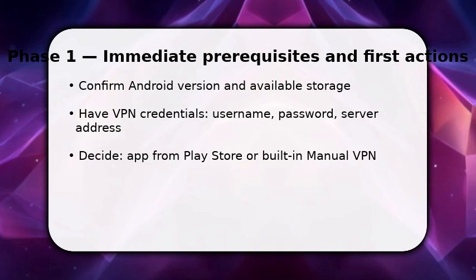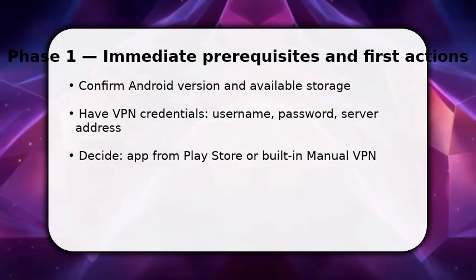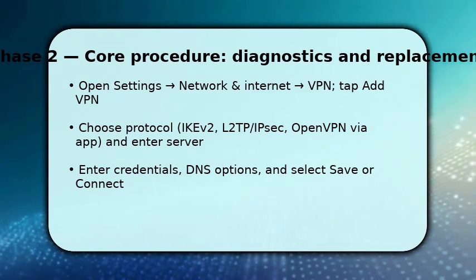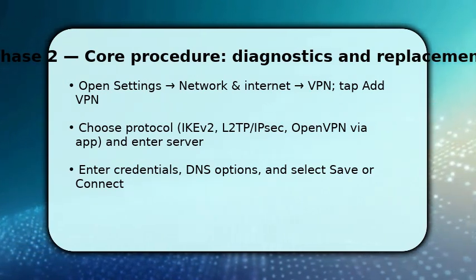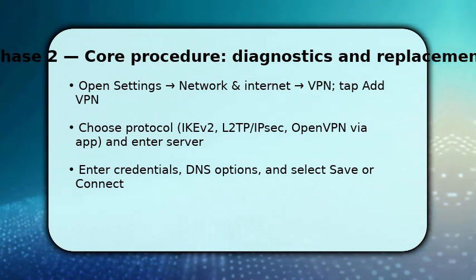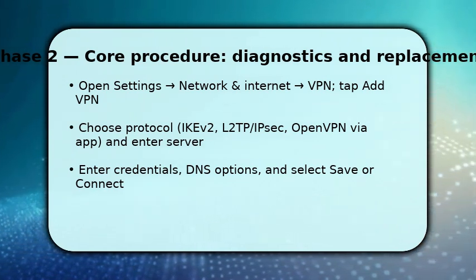You now configure the VPN details. If using manual VPN, tap Add VPN and select Protocol. Choose IKEv2 for speed and security, or L2TP/IPsec if required by your provider. For OpenVPN, use the provider app or a client.